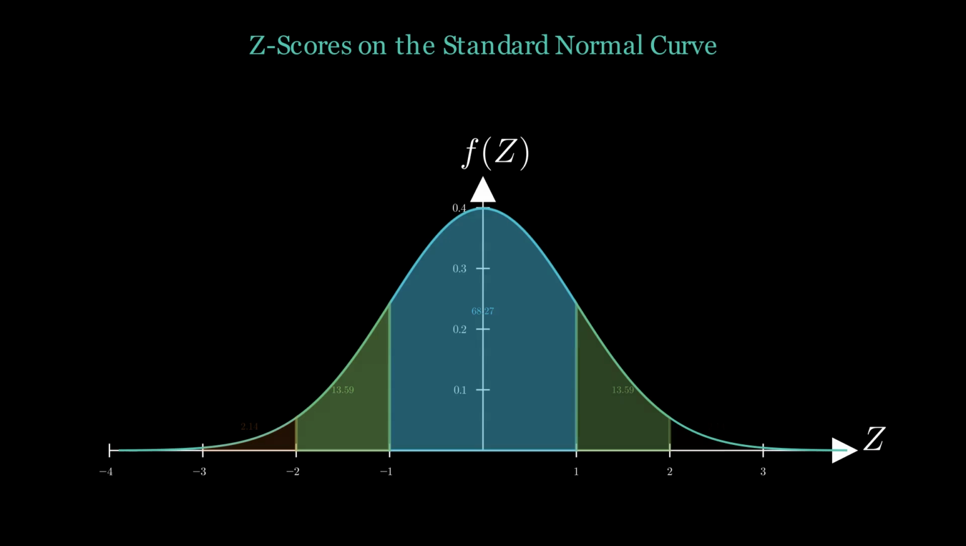The orange regions between 2 and 3 standard deviations each hold just 2.14%. Beyond plus or minus 3 standard deviations, in the far tails, we have only 0.26% of data combined. This is the visual foundation for using z-scores in outlier detection. Any observation beyond plus or minus 3 is statistically unusual.